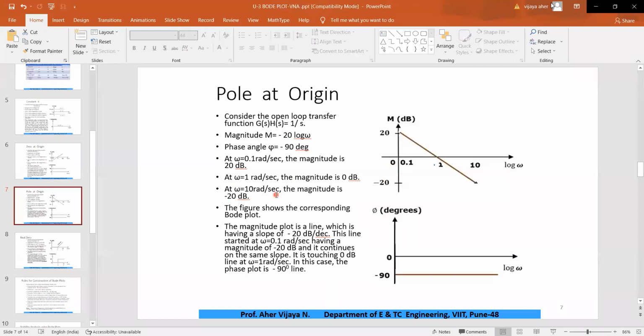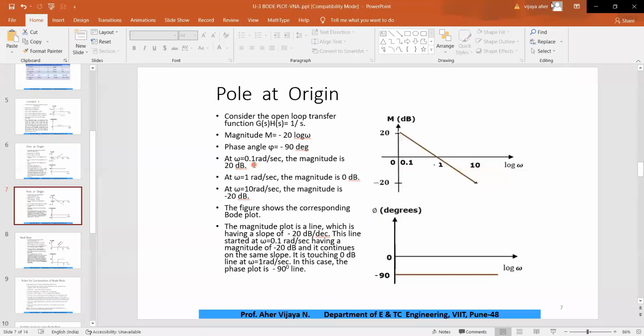Okay, so you have magnitude when omega is equal to 0.1 is 20 dB: minus 1 and minus 20 gives plus 20 dB. When omega is 1 radian per second, the magnitude is 0. When it is 10 radian per second, the magnitude is minus 20 dB. Now with this data you are going to plot the magnitude plot. Now see how to draw the magnitude plot: on the X axis log omega, on the y axis magnitude.